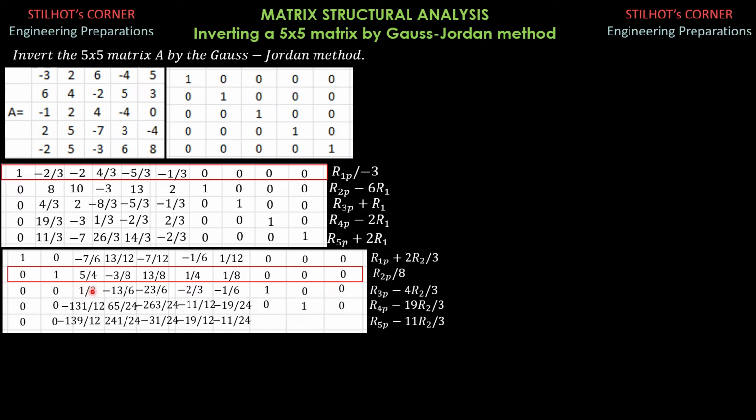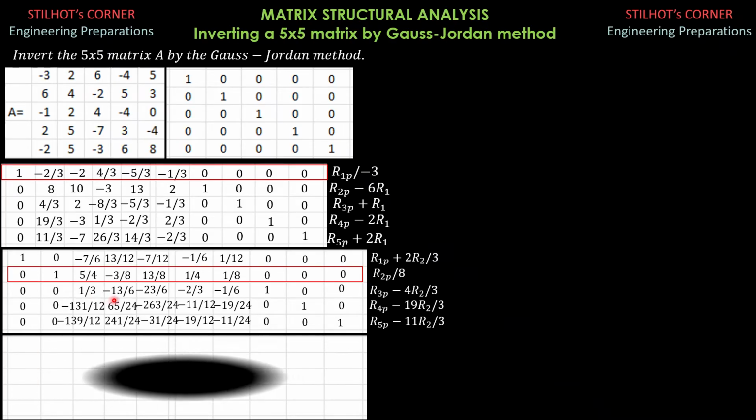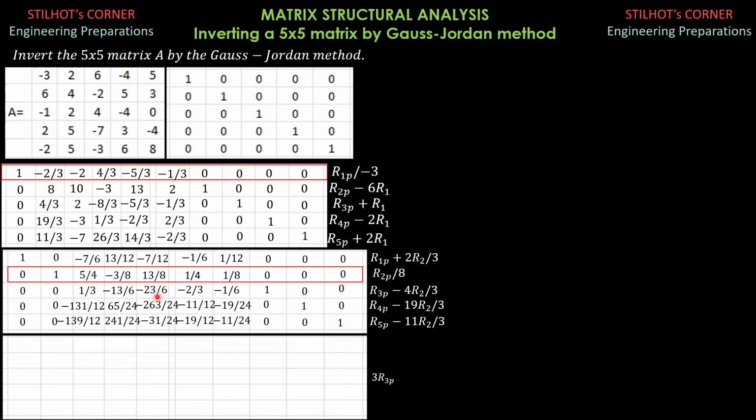This should be 1 because this is 1. So it should be row 3 previous times 3. So we begin with row 3 previous times 3, or 3 times row 3 previous. So this becomes 0, 0, 1, 3 times negative 13 over 6 is negative 13 over 2. Negative 26 over 3 times 3, negative 23 over 2.